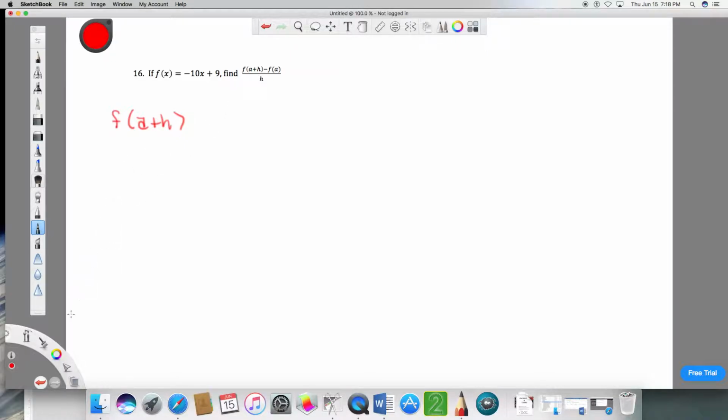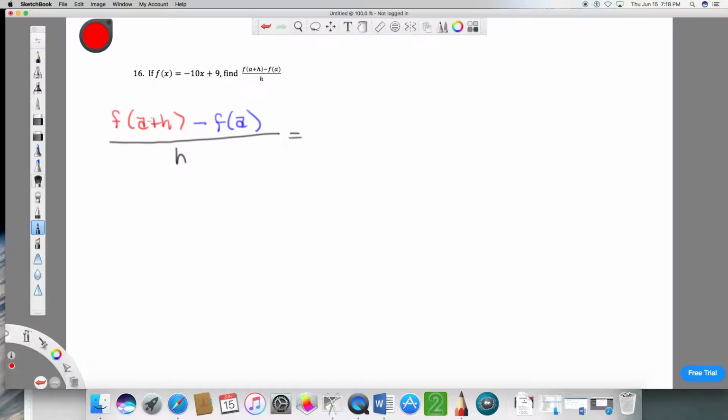Now, the second term, it's even easier because we replace x with just an a. But then we have to do that subtraction, and we have to be cautious when we subtract that we don't make sign errors. The denominator is h, so that's pretty easy. So let's come in then. The hardest part is this first term.